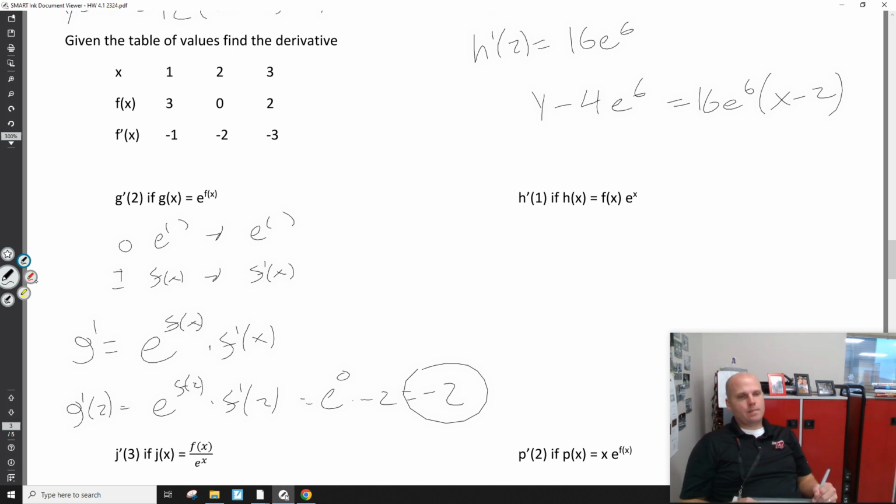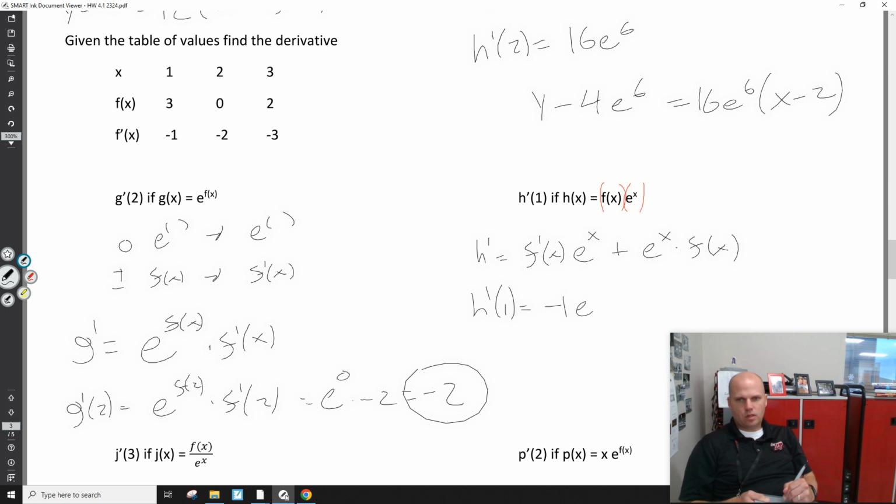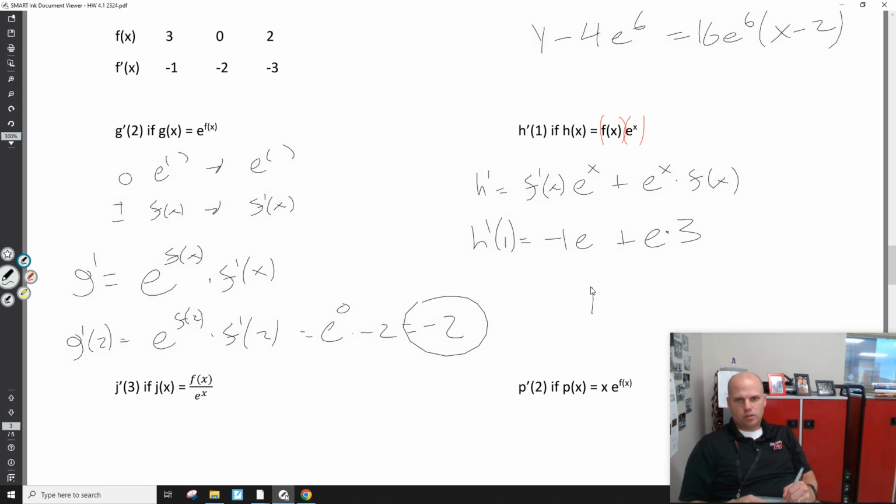What if it's f of x times e to the x? Well, this is x's times x's. Now remember, the derivative of f is f prime. We don't have to chain rule it, even though you see parentheses, because the inside is just x, whose derivative is just 1. So I'm just going to use the product rule. The derivative of f of x times e to the x plus the derivative of e to the x times f of x. Plugging in 1, I get f prime of 1, which is negative 1, e to the first plus e to the first, f of 1 is 3. So I get negative 1 e's plus 3 e's, not e cubed, just 3 e's, and I get 2 e's.